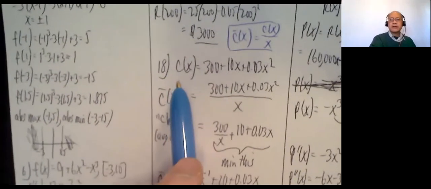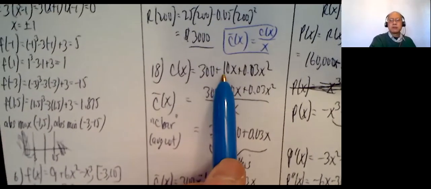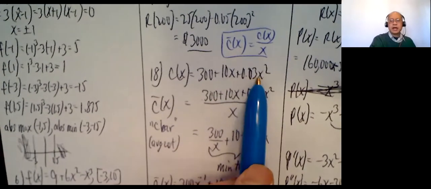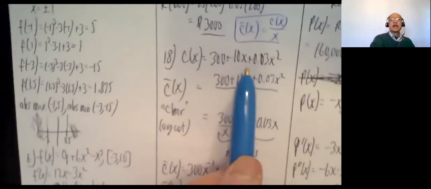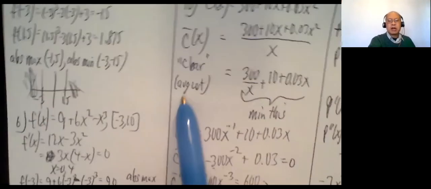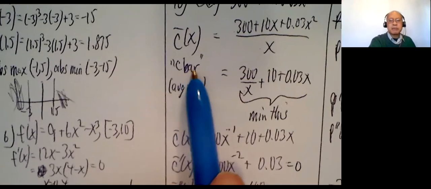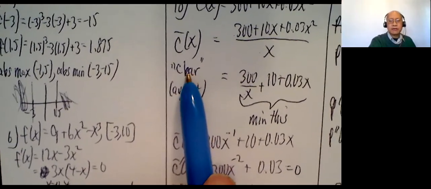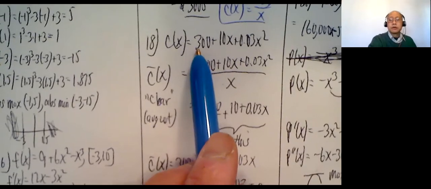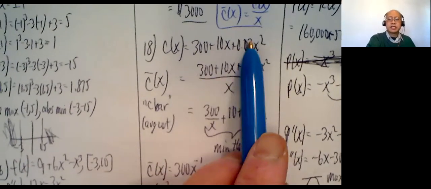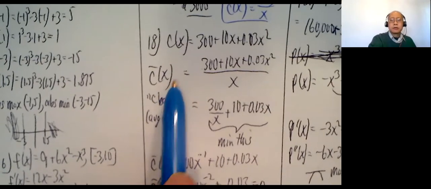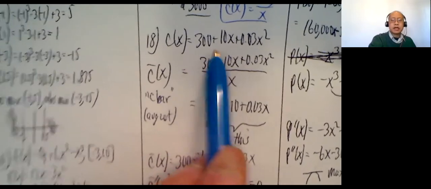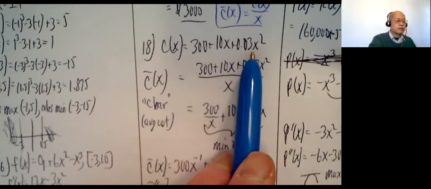All right, so in my problem 18, they give you the cost function, 300 plus 10x plus 0.03 x squared. The first thing I have to do is find the average cost, C bar. That's C B-A-R, the average cost. So all you do is take the original function and divide it by x.